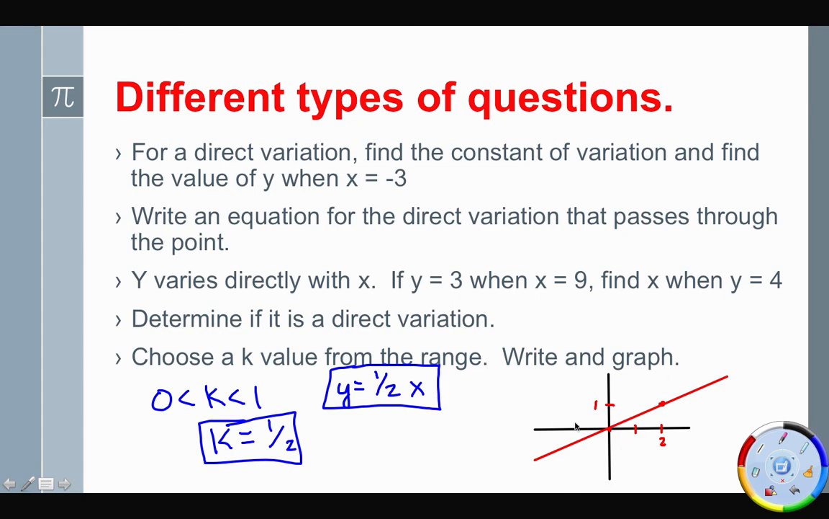Make sure when you're drawing straight lines that you use a straight edge, like the edge of your ID or your phone or a ruler, anything like that.